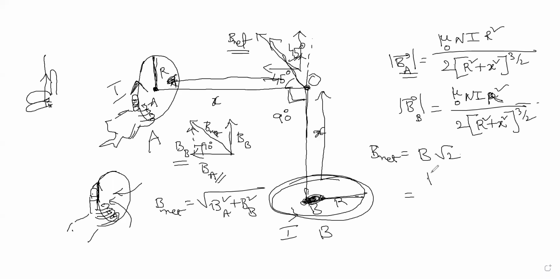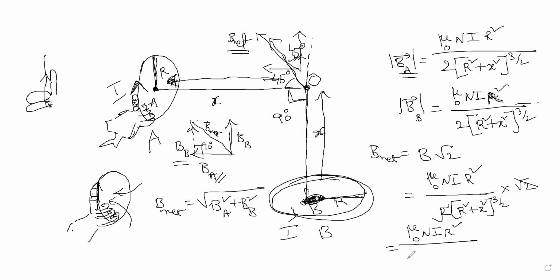So that is mu naught n I r square whole divided by 2 into r square plus x square whole power 3 by 2, and again multiplied by root 2, and this root 2 you can give here in the denominator. So hence the answer. That's the answer you need: mu naught n I r square whole divided by root 2 times r square plus x square whole power 3 by 2. That's the answer for you.